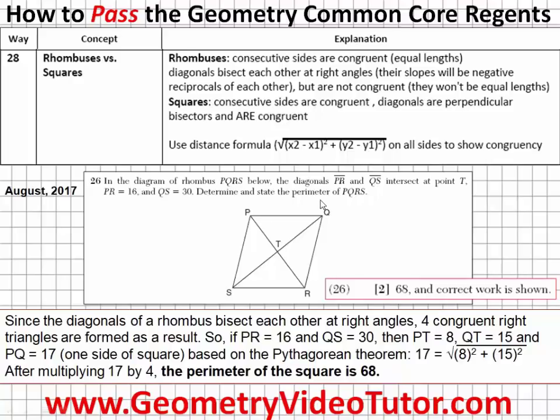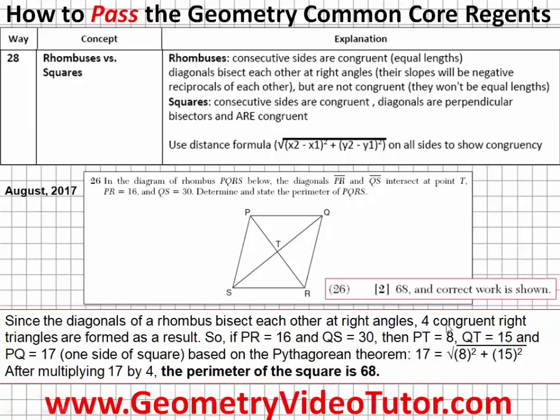Well, we need the length of one side. What you can do is use this information here. If this is 16, well, then this side is going to be 8, and this side is going to be 8. And if QS is 30, then that's 15, and that's 15. And basically, because you have 4 congruent right triangles, you could use the Pythagorean theorem now, because you know 8 and 15, right? And a squared plus b squared is equal to c squared. So you're just going to do that work and show that work, right?